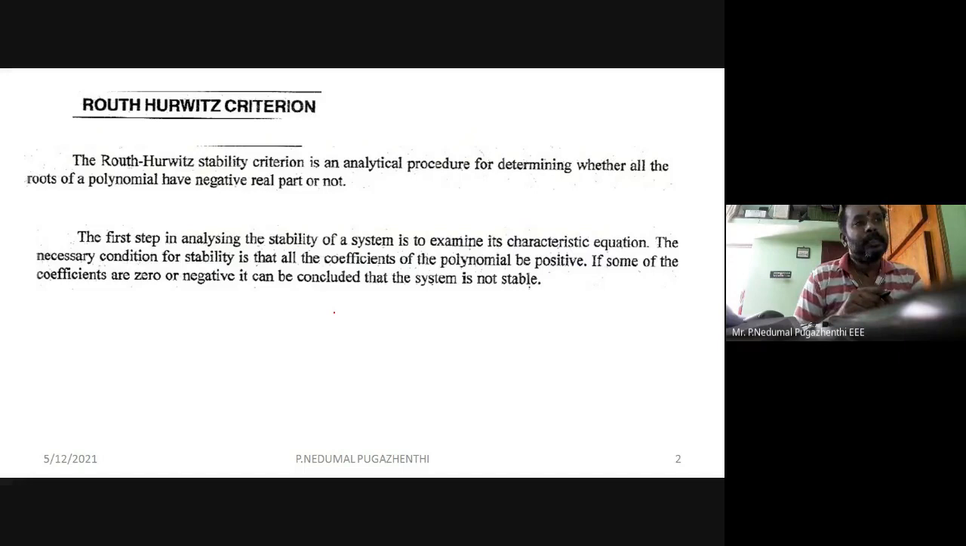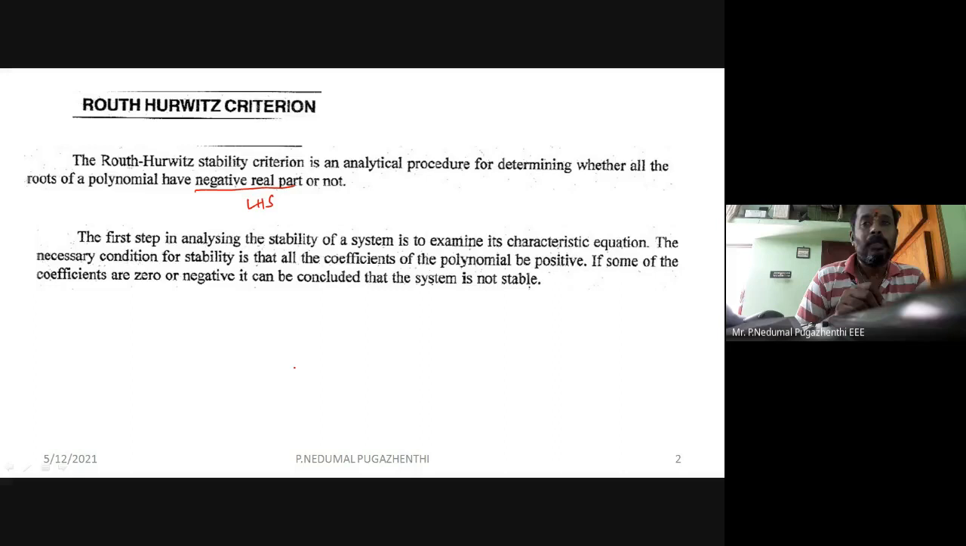As I said, Routh-Hurwitz stability criteria is an analytical procedure to determine whether the roots of the polynomial have negative real part or not. What is a negative real part? It lies on the left hand side of the S-plane. This negative real part suggests that your roots lie on the left hand side of the S-plane. If it is a positive real part, then it goes to the right hand side. Once you have your characteristic equation, you are supposed to check the necessary condition and the sufficient condition. You will see them one by one.